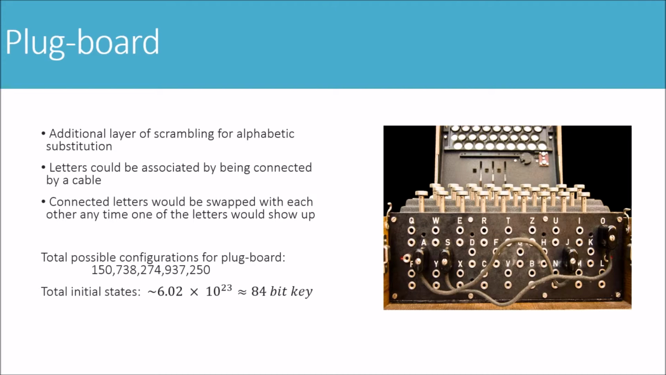Because even if you knew the rotor settings, if the plug board settings were not correct, it would still give you completely useless output because of how everything was routed. So the plug board itself introduces a factor of 150 trillion different combinations, different ways that these letters could be paired. As you can see, the cable will connect one letter to another letter. Usually there would be about 10 letter pairs for a total of 20 letters being connected at any given time, and it was quite common to have that maximum of 10, yielding 150 trillion possible combinations. Multiplying that by the previous 4 billion leaves us with an absurdly large number, which in scientific notation is about 6.02 times 10 to the 23rd, roughly equivalent to an 84-bit key by today's standards.